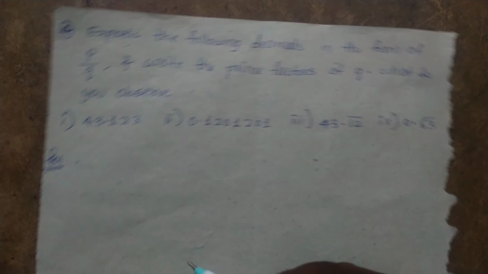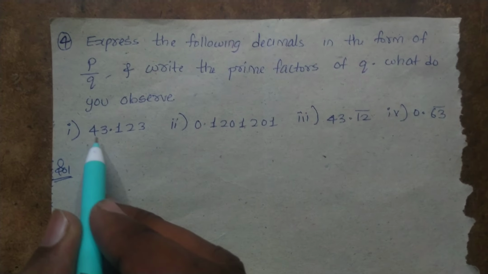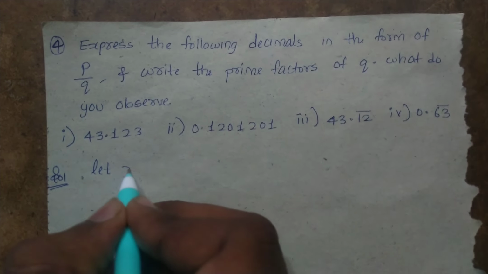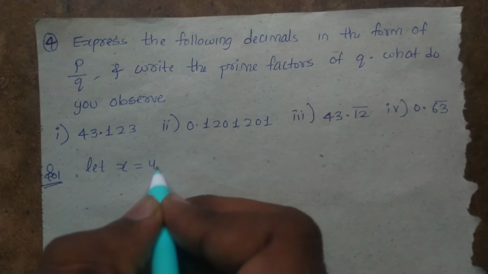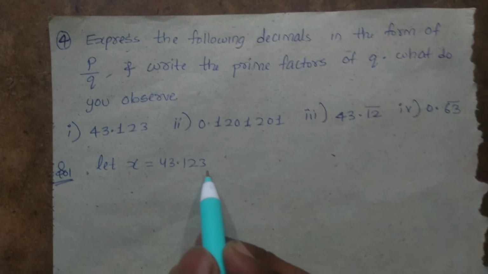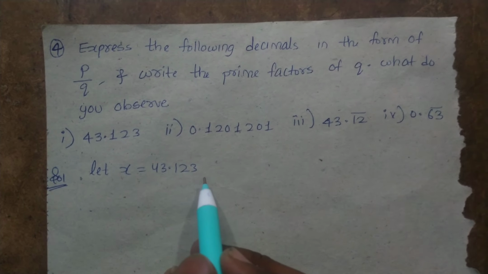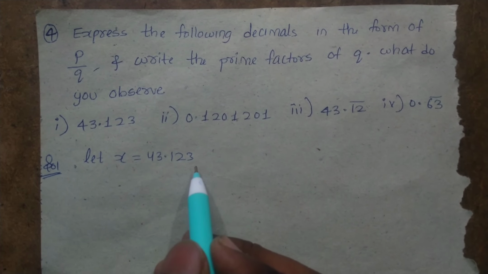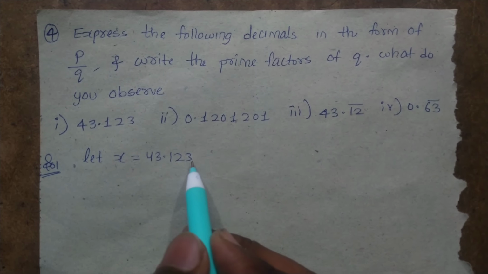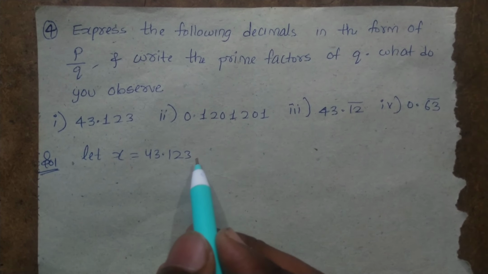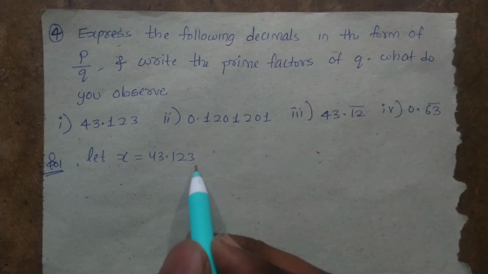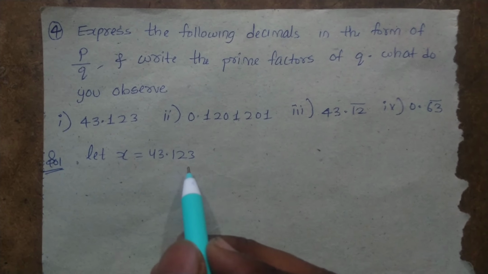Okay, so first question, what they have given is 43.123. First let us assume x is equal to 43.123. This is the decimal. Which type of decimal? It is a terminating decimal. Why? Because it ends after 0.123, it is not going on continuously, it stops after 3, so that's why it is a terminating decimal.